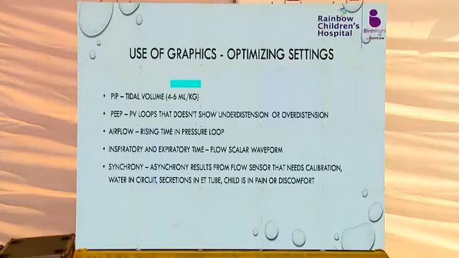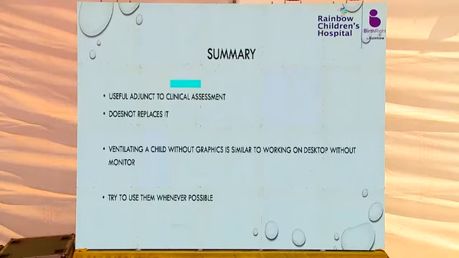Okay. So coming to the last two slides, use of graphics for optimizing settings: PIP, and the tidal volume sensor will tell you 4 to 6 ml per kg. Dr. Rahul in the last talk told you about loops that show under distension or over distension, and airflow in the pressure scalar waveform. If the rising time is 1/3 of the TI, then that is appropriate. Also, asynchrony results from a flow sensor that needs calibration, water in the circuit, secretions in the tube, or the child being in pain or discomfort, and you take care of that.